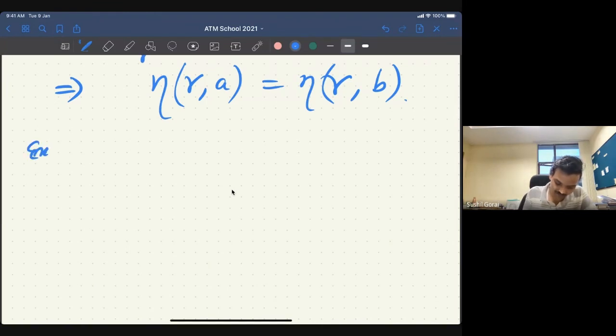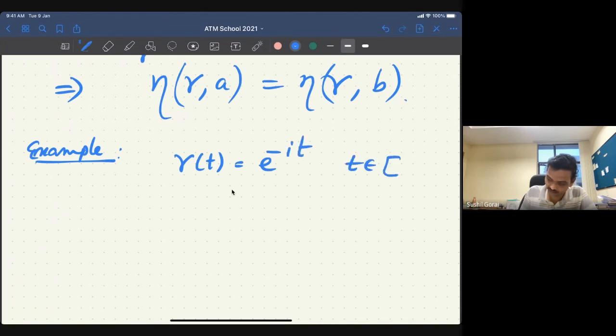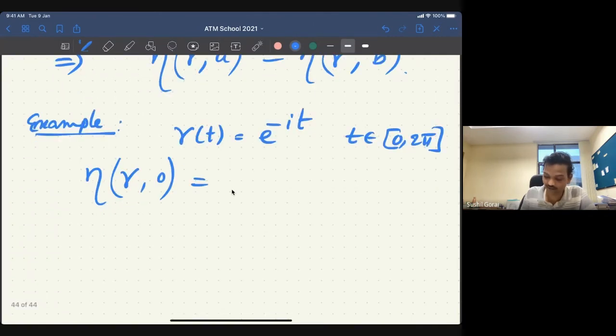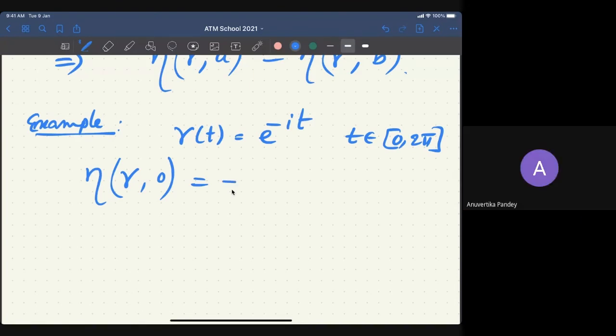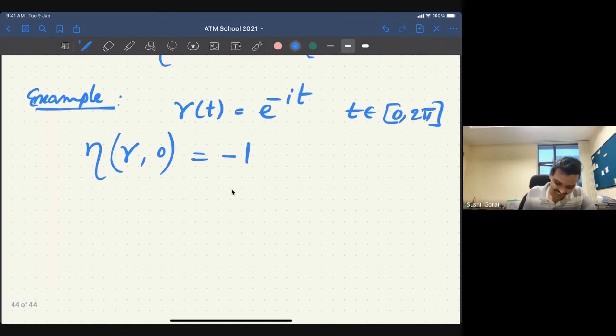Example of the winding number. Consider gamma(t) to be e to the power minus it, t in 0 to 2 pi, right? So what would be the index of gamma at 0, or the winding number of gamma with respect to 0? Is it 1? Yes, minus 1. It's an exercise, a useful exercise.